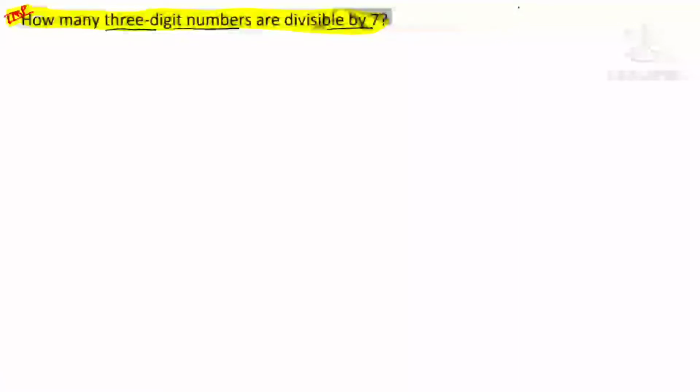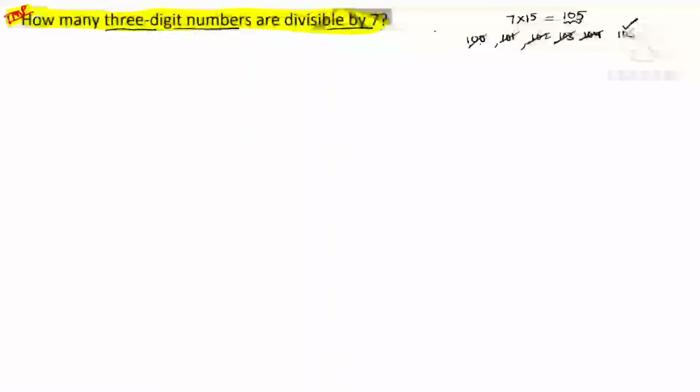7 14 times is 98. 7 15 times is what? 105. So this is the 3-digit number. Actually 3-digit numbers start with 100. 100 is not divisible by 7. 101 also not divisible. 102 also not divisible. 103 also not divisible. 104 not divisible. 105 is divisible by 7. 7 15 times is 105.